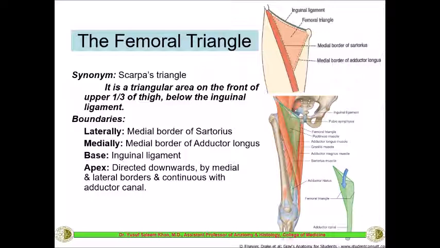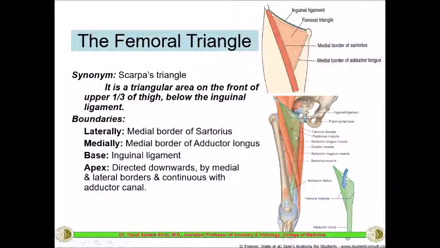The apex, as I said before, is directed downwards, but it is not sharp, it is blunt, and it will be continuing below as a canal. This is called the adductor canal. Again, we'll study the adductor canal in detail later. So you should know that the apex is not totally closed, but it has an opening.